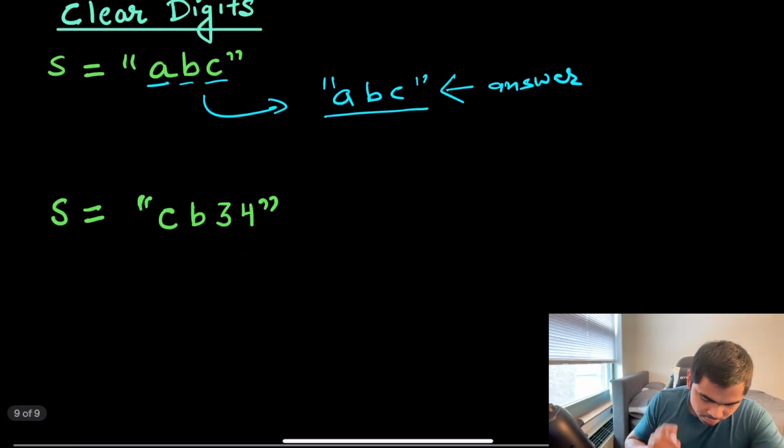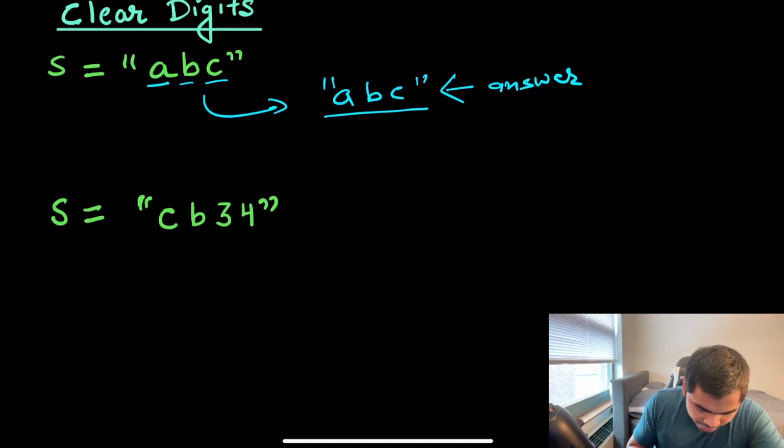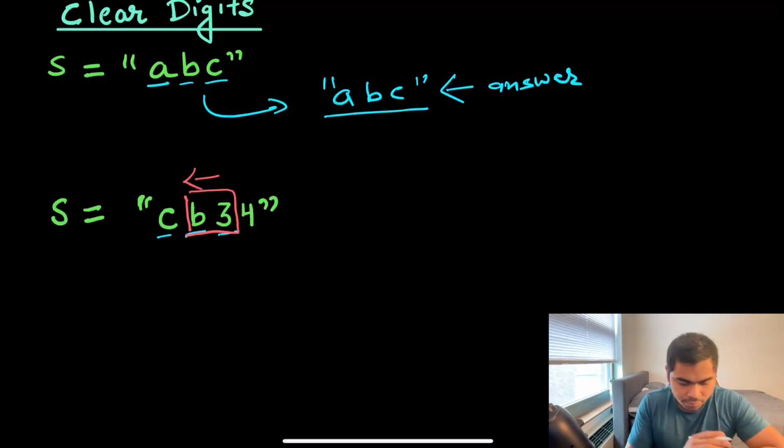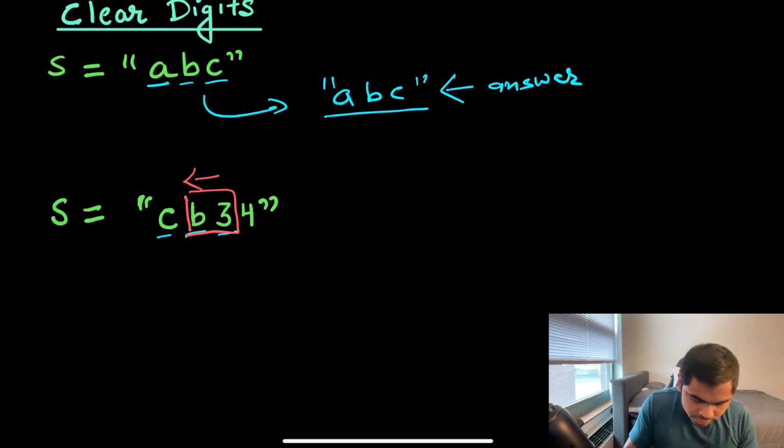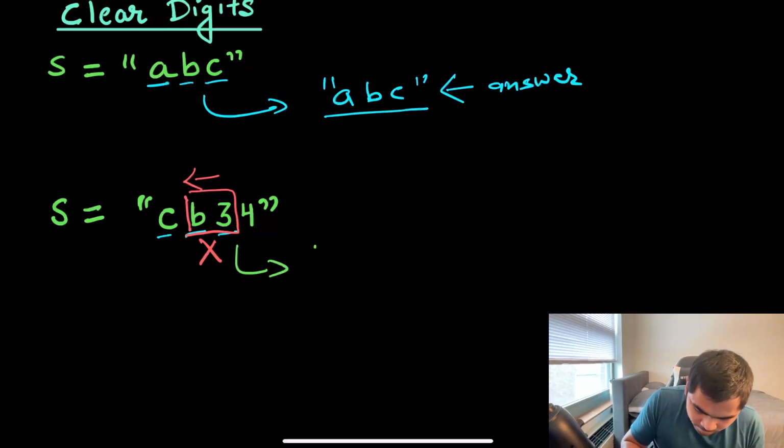This one has digits. So when I'm iterating over my string, I come across this particular digit. What I'll do is delete this digit as well as the letter that's to the left of it. So these two are deleted, and the resulting string would be C and 4.